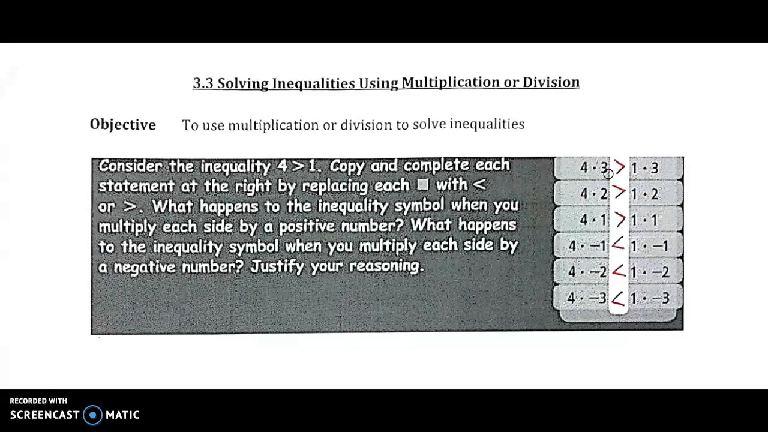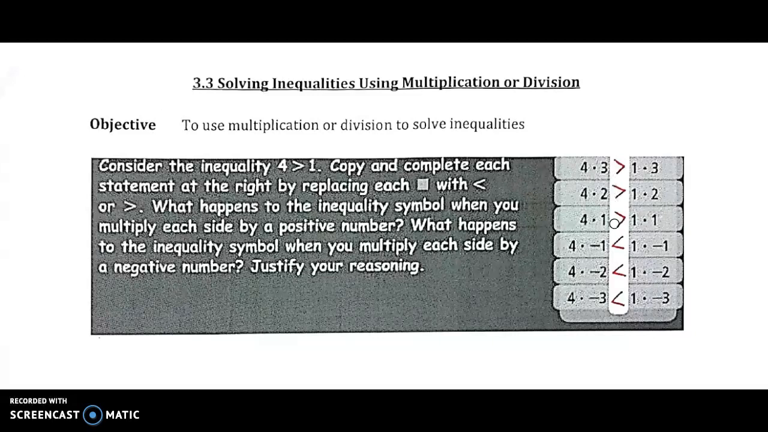If I take 4 and multiply it by 3, that's 12. So that's going to be greater than 1 multiplied by 3. Same thing, 4 times 2 is going to be bigger than 1 times 2. 4 times 1 is going to be bigger than 1 times 1, sorry. But when I start multiplying negatives here, 4 times negative 1 is negative 4. That's actually less than 1 times negative 1, which is negative 1. Same thing, negative 8 on the left is going to be less than negative 2 on the right. Negative 12 on the left is going to be less than negative 3 on the right.